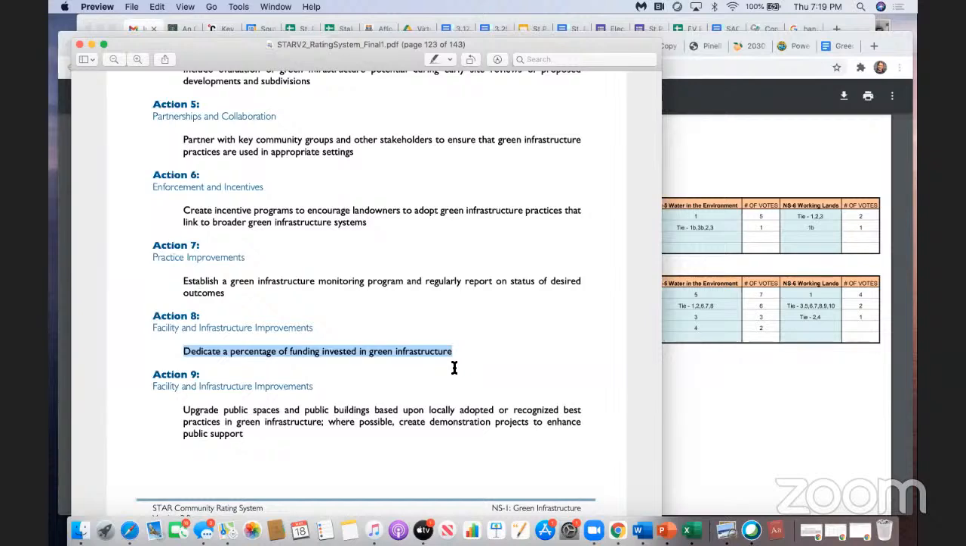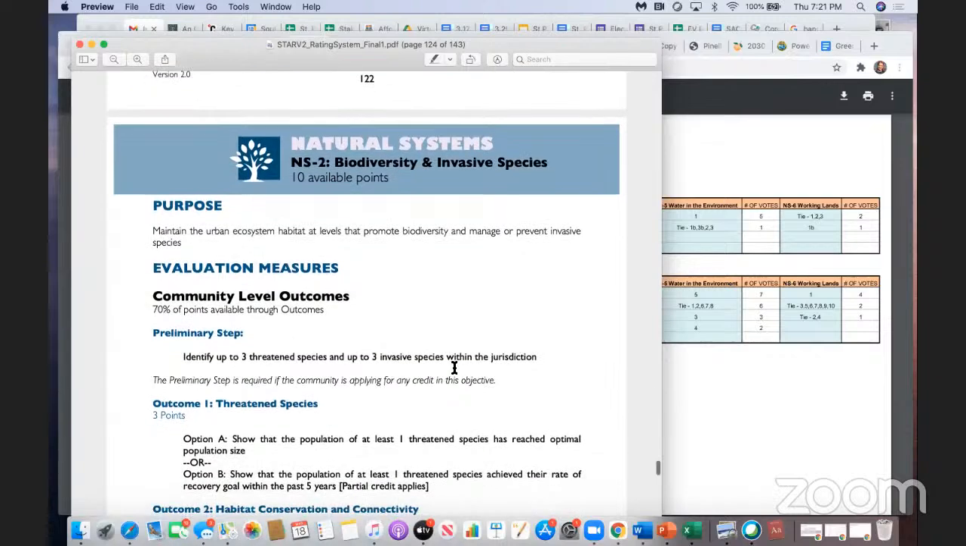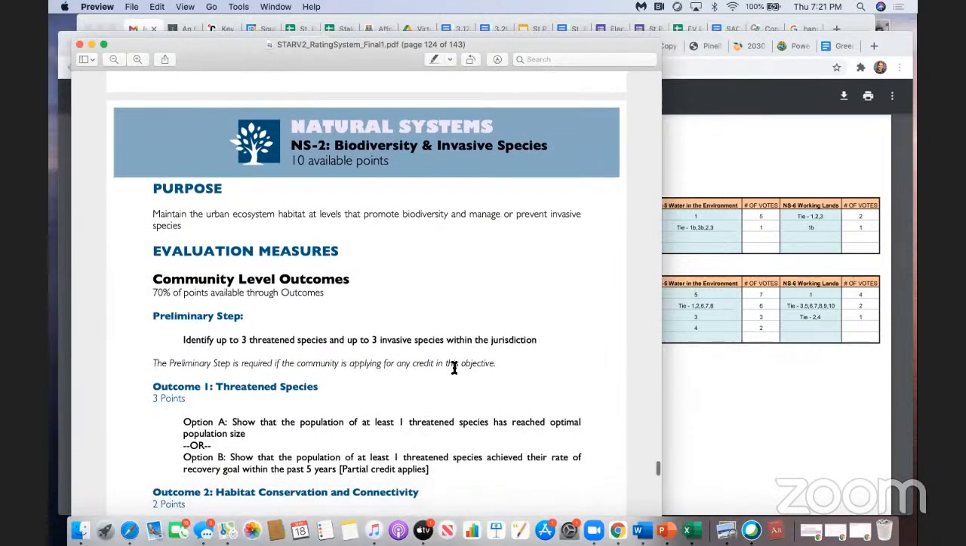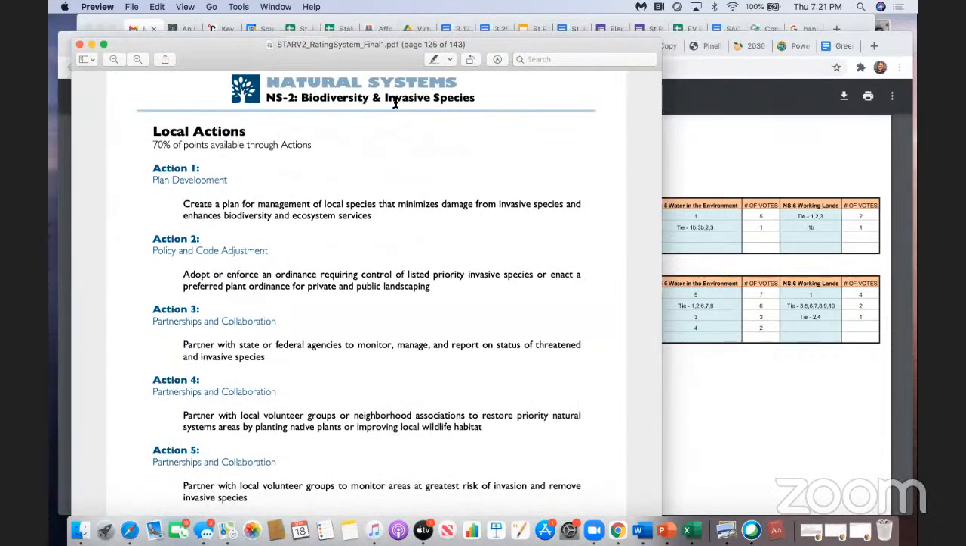So for natural systems 2, receiving 7 votes is 1, 2, and 9. So action 1 under NS2 is biodiversity and invasive species. Local action 1 is to create a plan for management of local species that minimizes damage from invasive species and enhances biodiversity and ecosystem services. So this is what I was talking about, where that's a big undertaking to create a plan of management for local species.